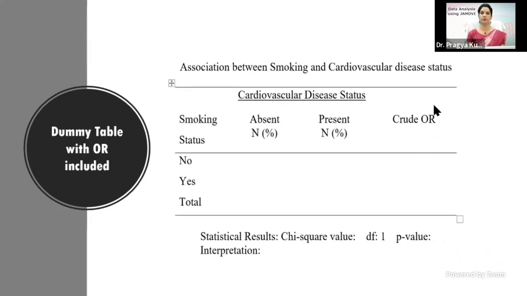And if you wish to write the odds ratio, then the odds ratio which we calculate through the 2x2 contingency table is a crude odds ratio, because the adjusted odds ratio we calculate in the logistic regression. So if you wish to calculate and report the crude odds ratio between the two categorical variables, then you can have a separate column for that here only, and then you can write that.